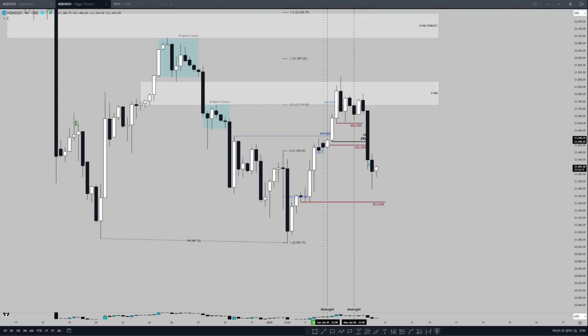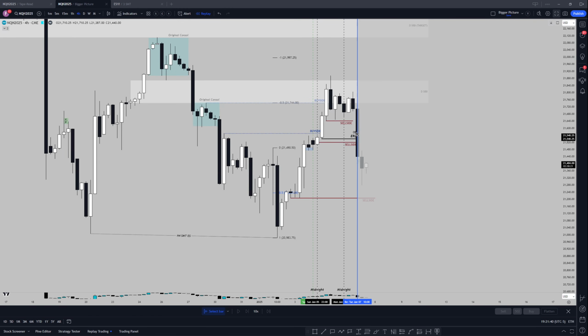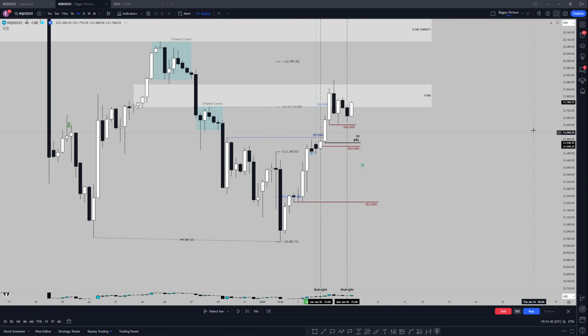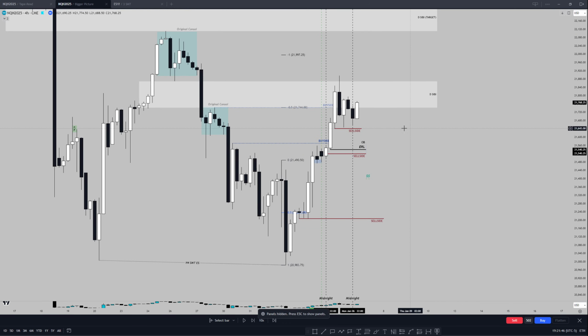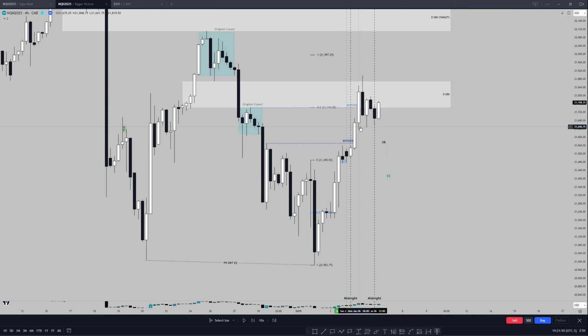Now going into today, I'll send a screenshot of what I sent into the private group, but I had some difficulty finding a clear bias today. If we go back into replay mode, basically before 9:30 even prints, this is basically where we were at. We were trading into the higher time frame SIBI and premium. We were respecting bullish PD arrays going into the session.